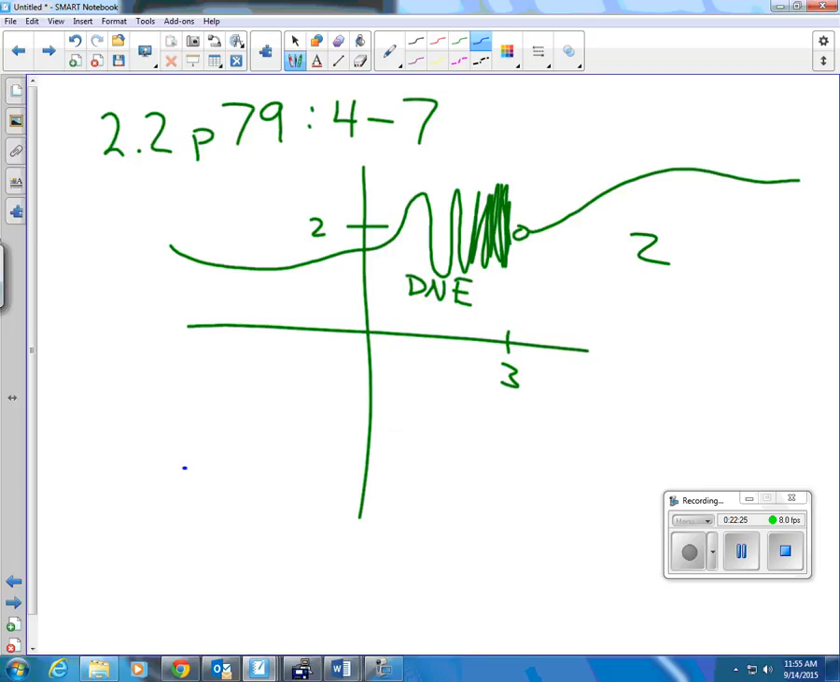Your assignment is going to be section 2.2, page 79. We're doing numbers 4 through 7. It's basically going to be looking at graphs like we just did and identifying right-handed and left-handed limits, but then also two-sided. Okay.